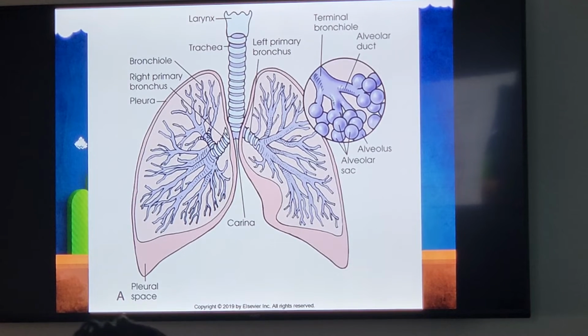Wait, what'd you say? I said true or false, the trachea has C rings that are on the anterior and posterior side. It's just the anterior. False, right? Because the C rings are only half. And we can see the pleural space here.